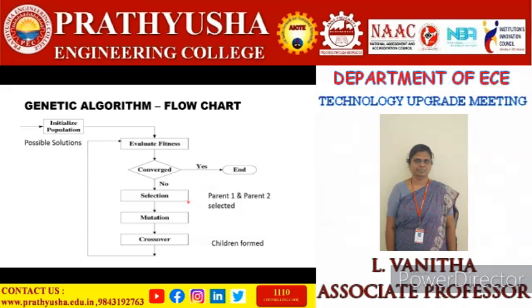In the first step, we select parent 1 and 2 from the population, and parent 1 and 2 undergo mutation or crossover or both operations, and children are formed. The children formed are again evaluated to check the fitness, and if an optimal solution is obtained at this point, then the process ends here, else the process repeats.